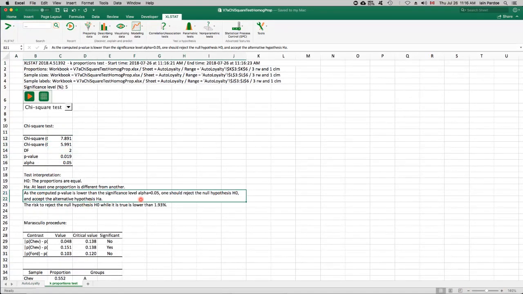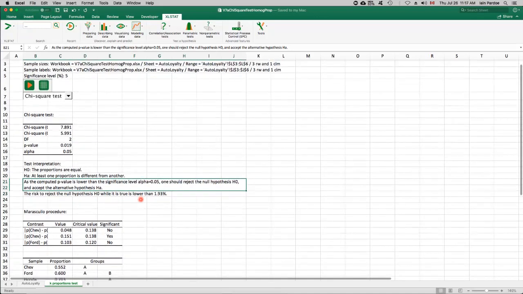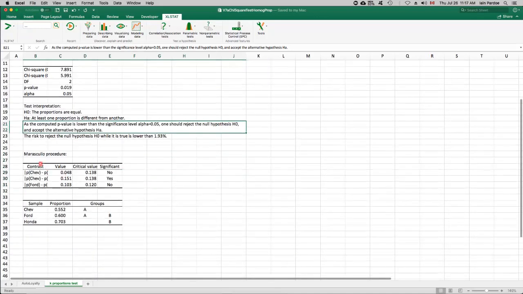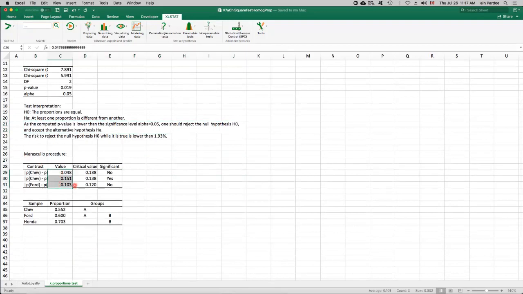Given that we reject the null hypothesis, we're going to do a multiple comparisons procedure using Marascuilo. These are the sample pairwise differences, and these are the thresholds, and these all match the numbers that we calculated. And again, the same result. The only significant difference is between the Chevrolet and the Honda.